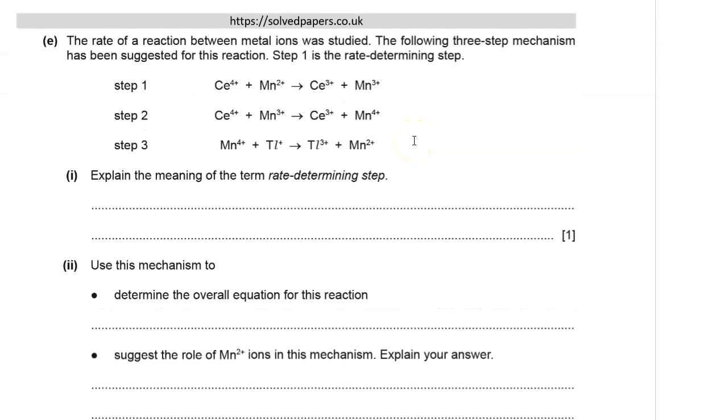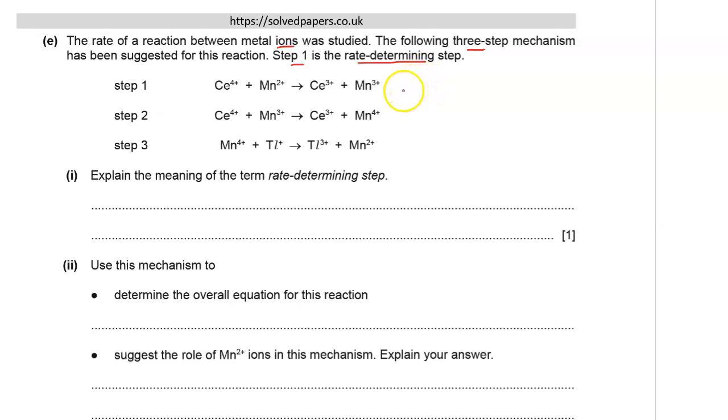Part E, the rate of the reaction between the metal ions was studied. The following three-step mechanism has been suggested for this reaction. Step 1 is the rate determining step.